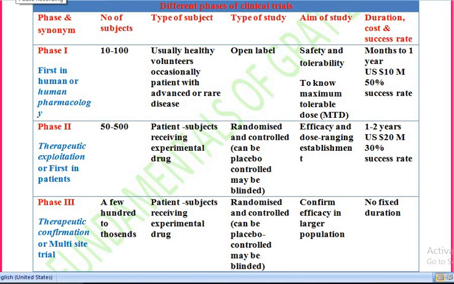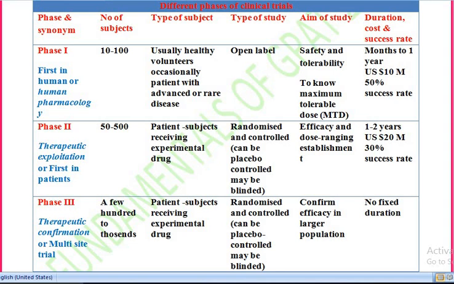So we have the important table, that is phases and synonyms. Then second column consists of number of subjects, third column type of subject involved, and fourth column consists of type of study. Then fifth column consists of what is the principal aim of study, and last column consists of duration, cost and its success rate. So let's start phase first.